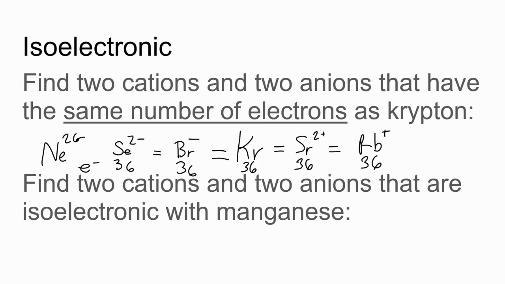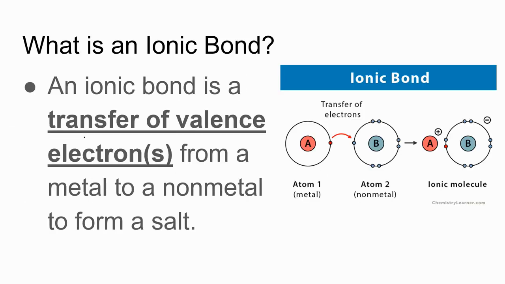Okay. All right, let's move to the next one. So chapter 3 is about ionic bonds. So we're going to talk about what that is. An ionic bond is a transfer of a valence electron from a metal to a non-metal to form a salt. So remember we talked about how atoms are always going to want 8 valence electrons. So what happens here is the metal gives away its valence electrons to the non-metal so that both of them have a full shell.